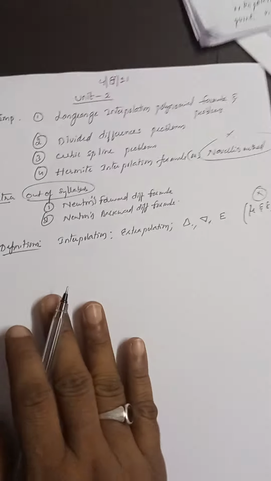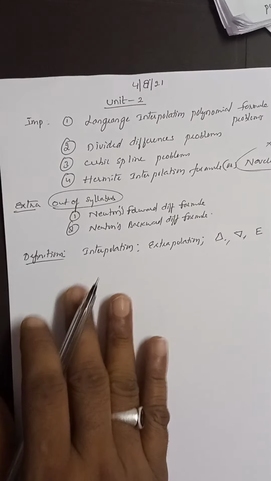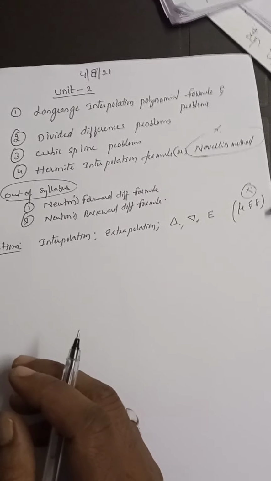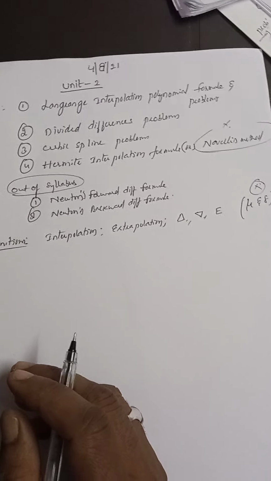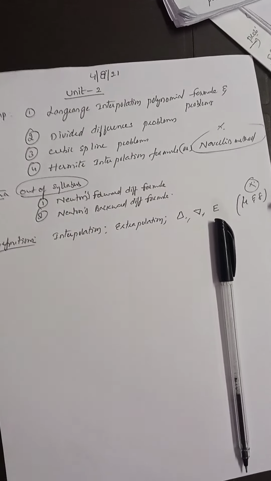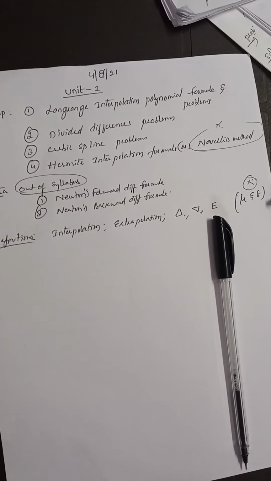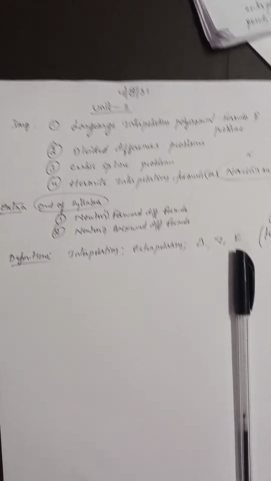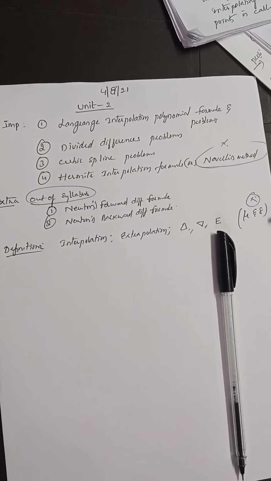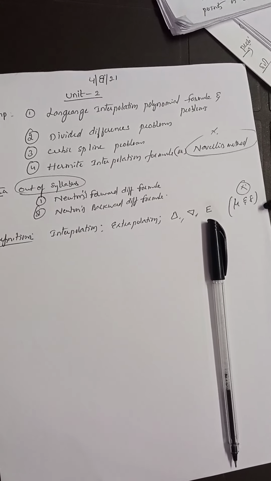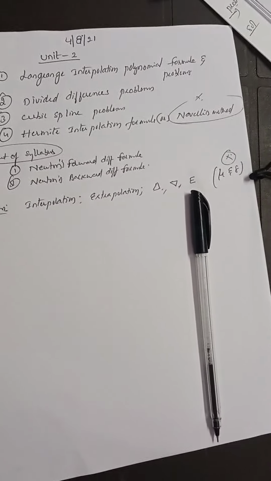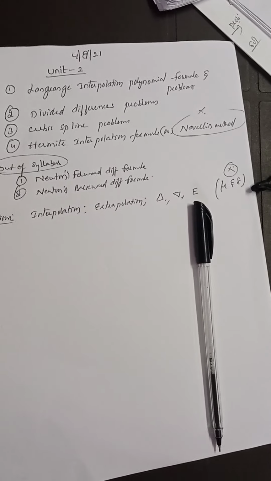Now, coming to the definition, what is interpolation? Interpolation means the process of finding the original function using the given set of tabulated values is called interpolation. In other words, the process of finding the value of a function using the set of values within the range of x is called interpolation. What is extrapolation? The process of finding the polynomial using the given set of values. If the x value lies outside of the table, that is called extrapolation, outside the range of x, right?